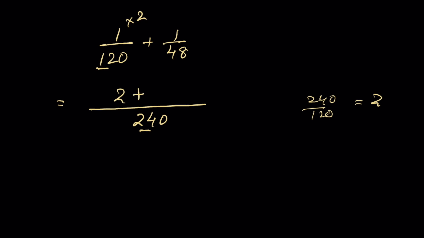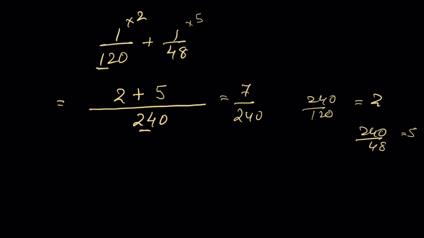Then plus. Again 240 divided by 48. It is equal to 5. 48 times 5 is 240. So we multiply 5 with the numerator. So 5. 5 plus 2 is 7. 7 upon 240. So you can see that this method is the fastest method.